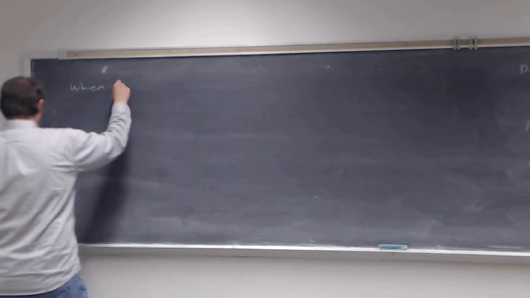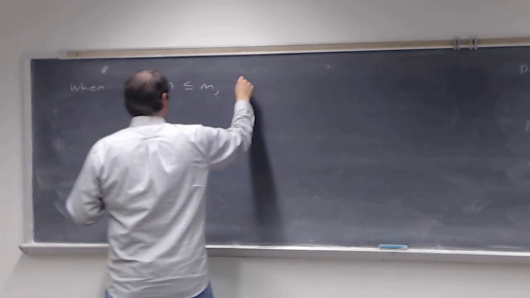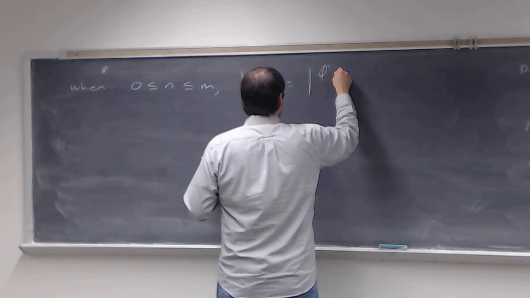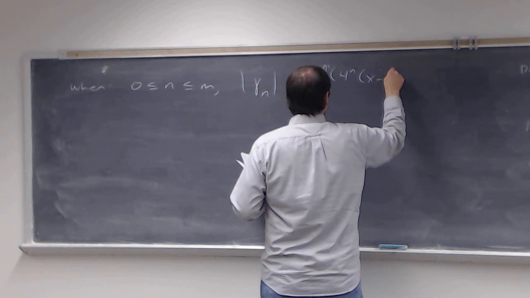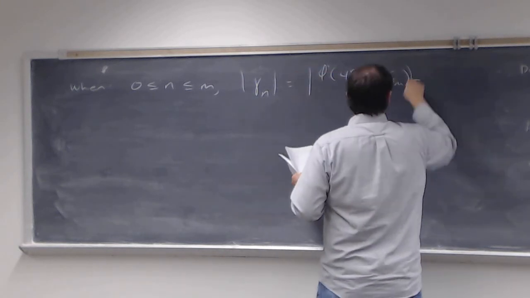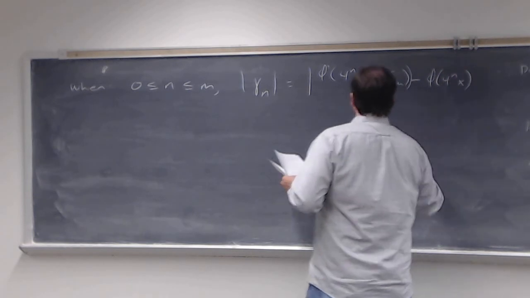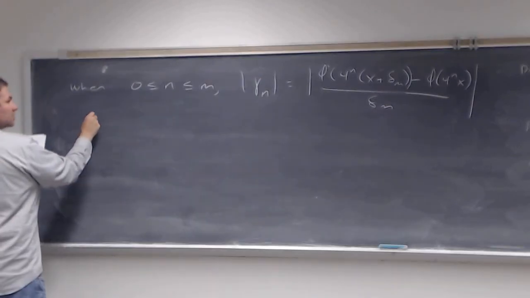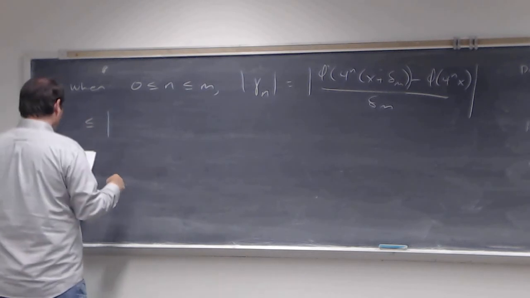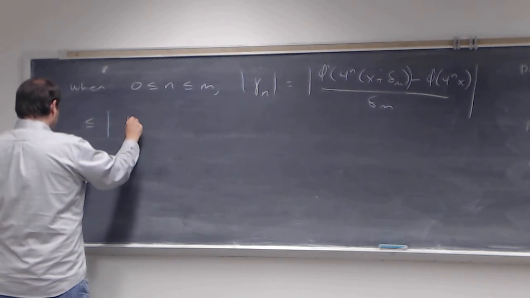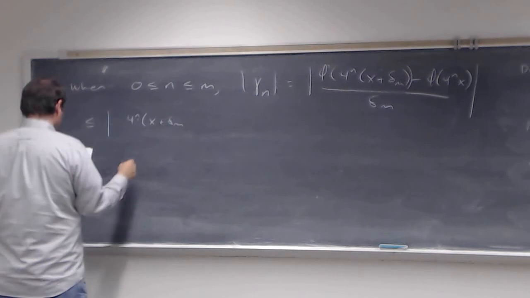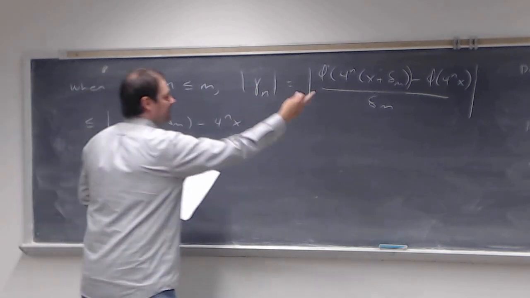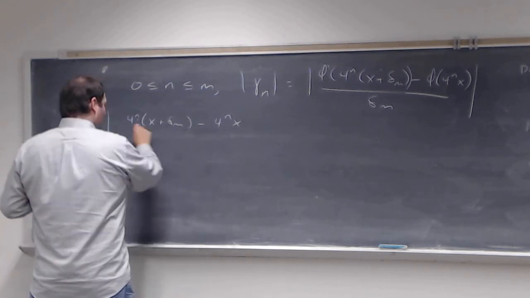Well, when 0 is less than or equal to n is less than or equal to m, the absolute value of gamma sub n is equal to the absolute value of phi acting on 4^n times x plus delta sub m, minus phi acting on 4^n times x, all over delta sub m, which is going to be less than or equal to 4^n times x plus delta sub m minus 4^n x. Remember, phi is defined to be the absolute value of these guys. All over delta sub m.